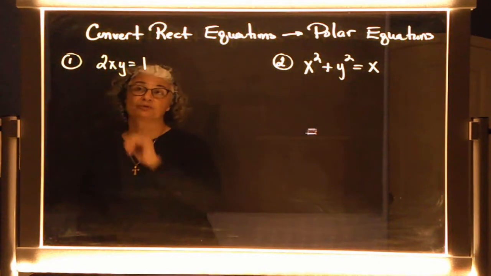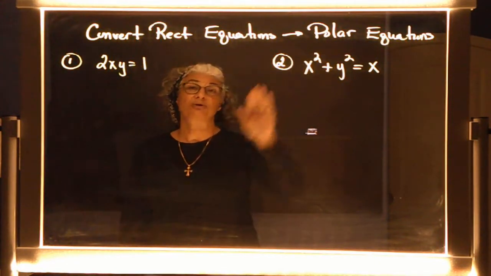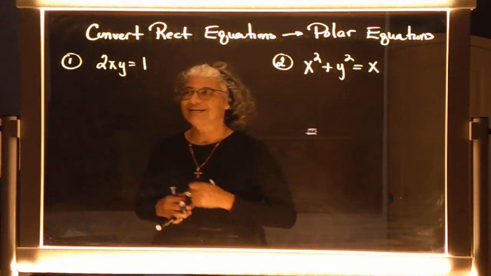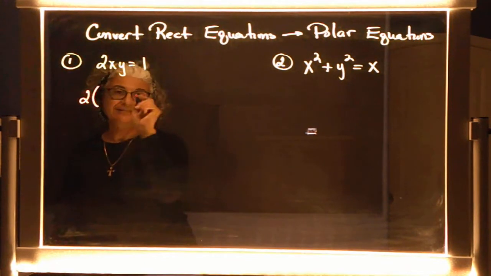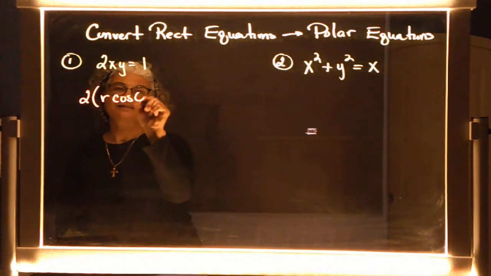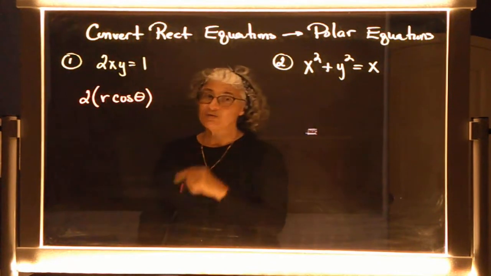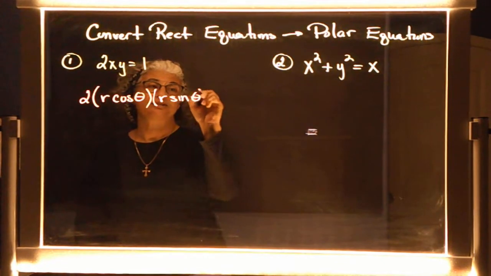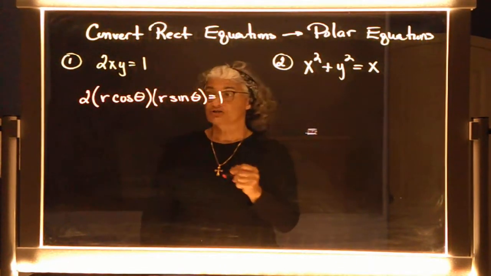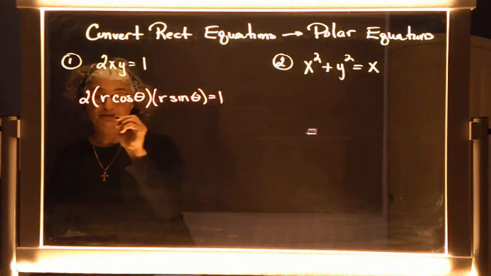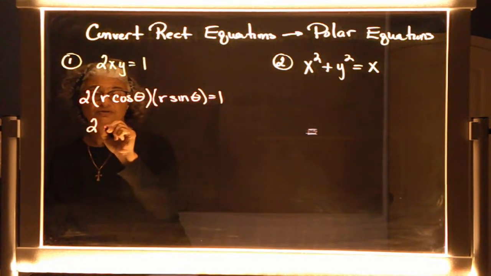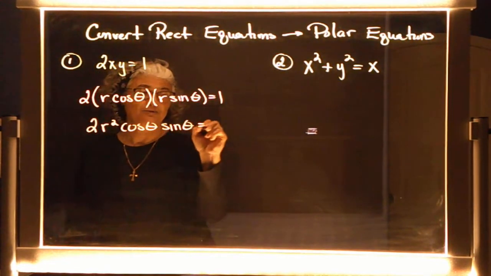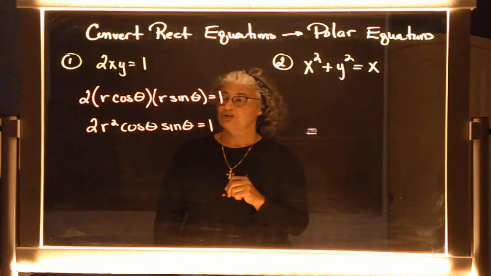So let's look at number 1. I'm going from rectangular to polar, which means I need to get rid of the x's and the y's. What do I know? I know I can replace x. x can be replaced with r cosine theta, can't it? And I know I can get rid of the y. The y can be replaced with r sine theta. Agreed? So when you do this multiplication, you get 2 r squared cosine theta sine theta equals 1, don't you? Like, hey, that was easy.